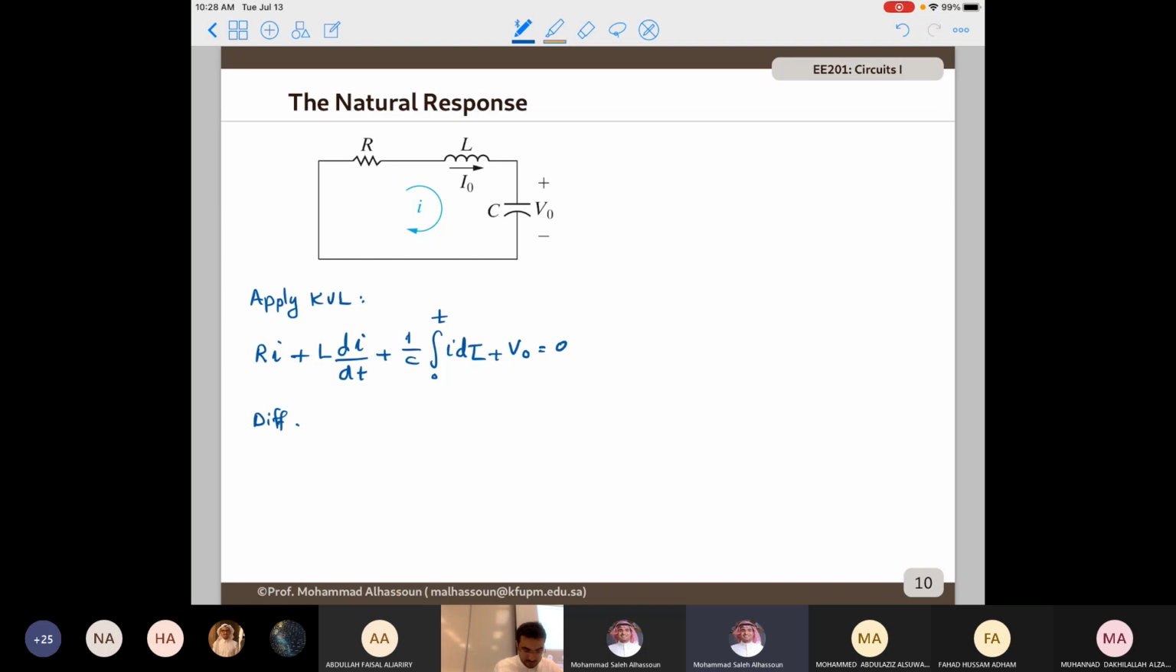If we differentiate both sides, we will end up with R di by dt plus L d squared i by dt squared plus 1 over C times I equals 0. So let's put it in the standard form. Standard form is a form where the highest derivative has a coefficient of 1. So we divide both sides by L.